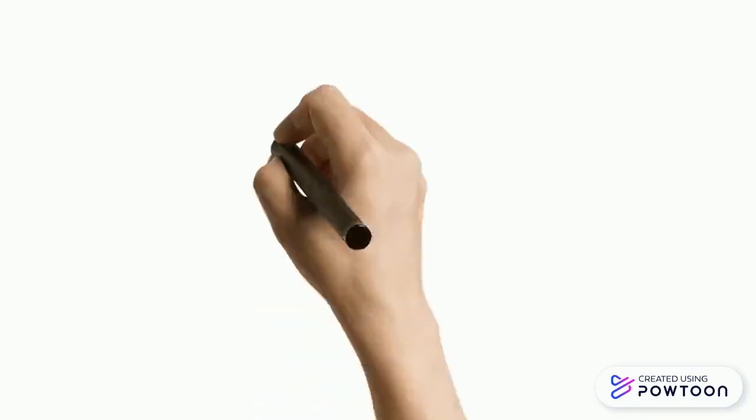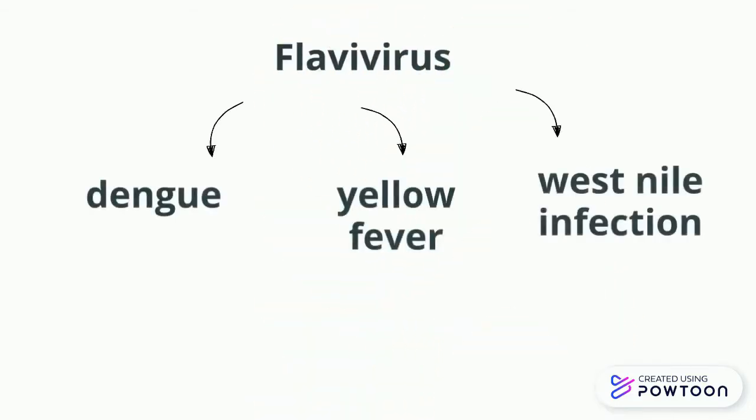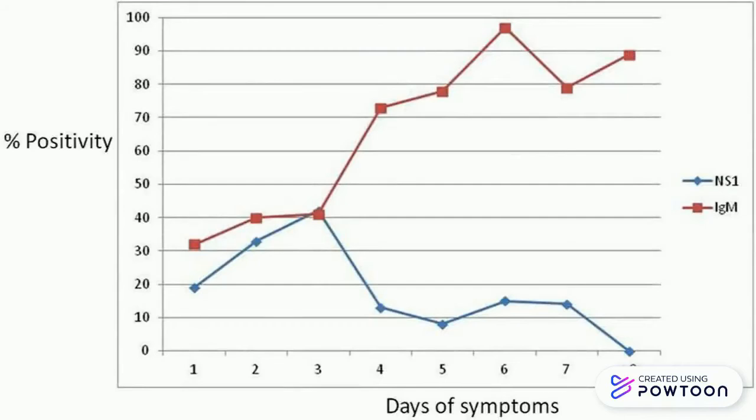The second test is non-structural protein 1 antigen. NS1 antigen is a glycoprotein that is found in the virus, but if you use this alone, it can give you a false result, as other similar viruses coming from the same family, flavivirus, like yellow fever and West Nile infection, can give you a positive result as well. NS1 can detect dengue before day 4 and 5 and it becomes undetectable in the recovery phase.